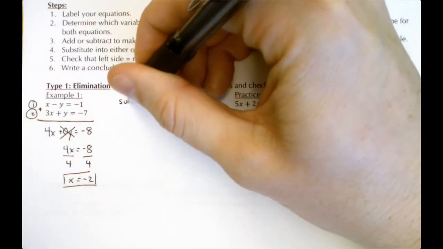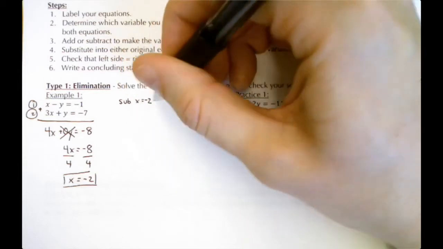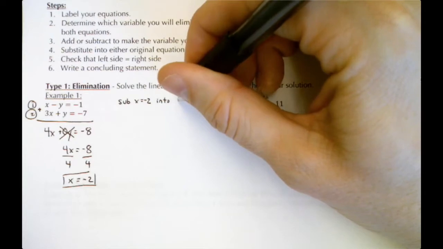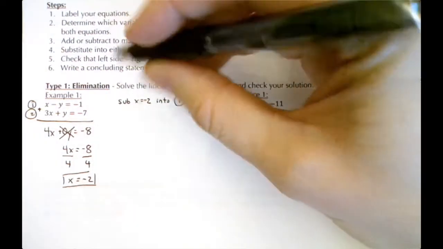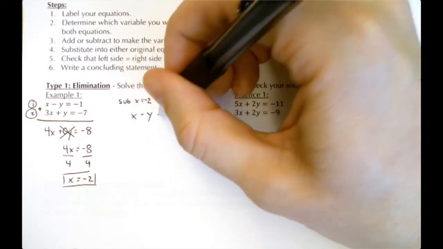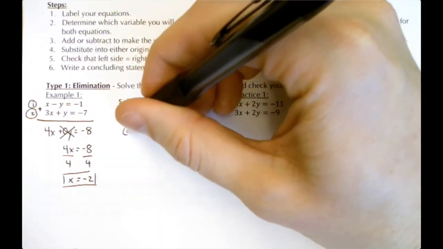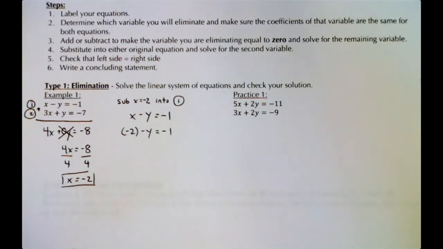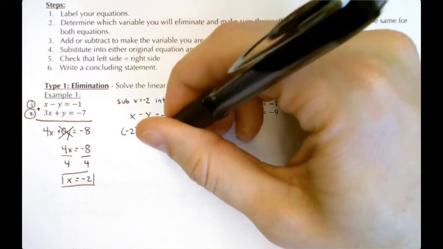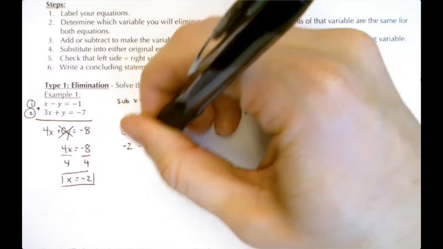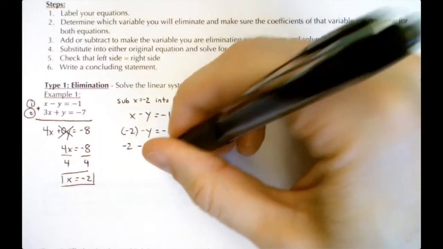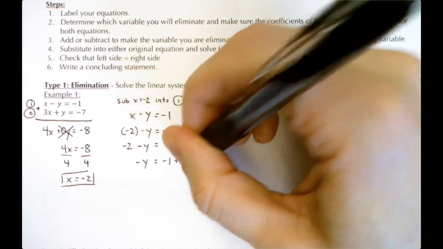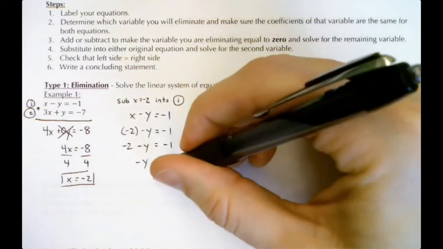So I'm going to sub x equals -2 into, and we can use equation 1 or 2. I'll use equation 1 because I think it looks simpler. So instead of x minus y equals -1, I would have -2 minus y equals -1. And if I want to rearrange that, well, I've got -2 minus y equals -1. If I add 2 to both sides, I get -y equals -1 plus 2. That's moving the -2 over.